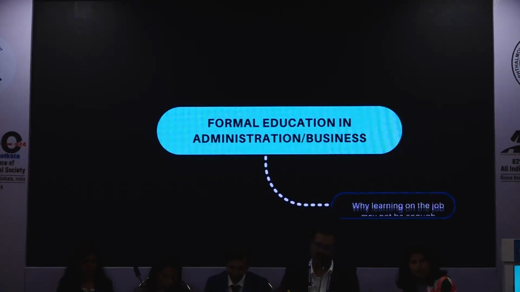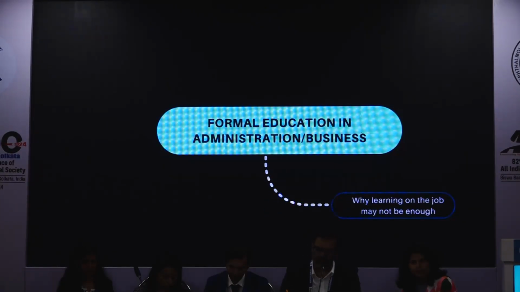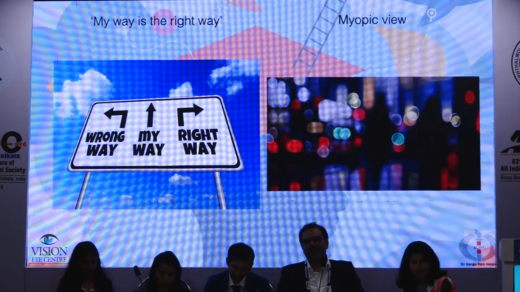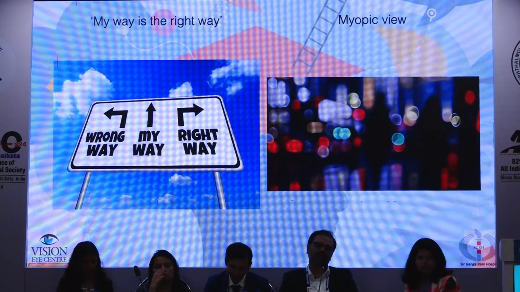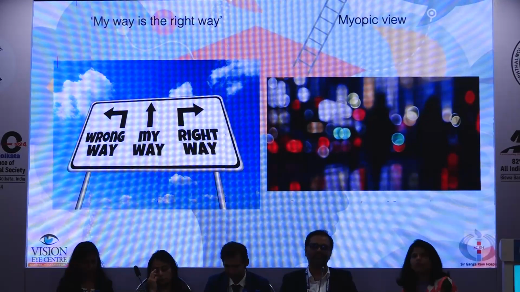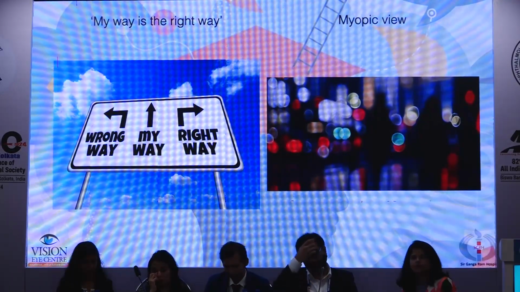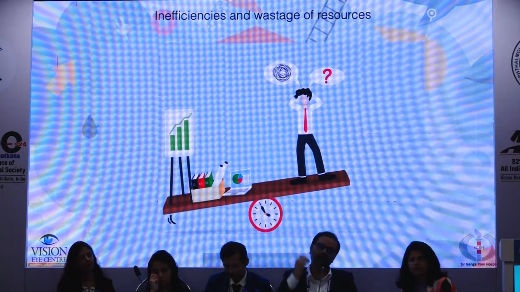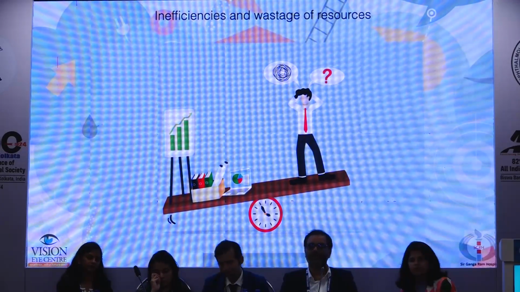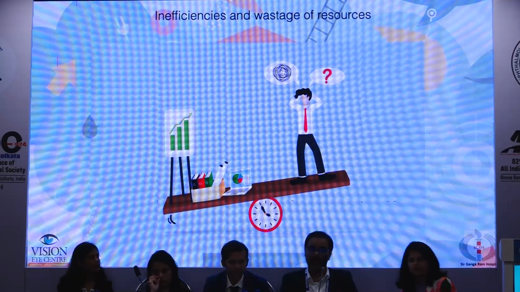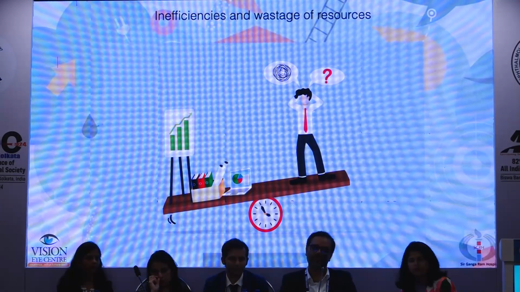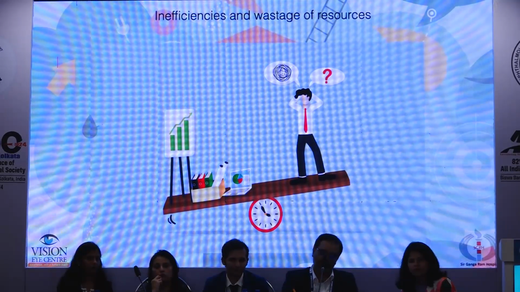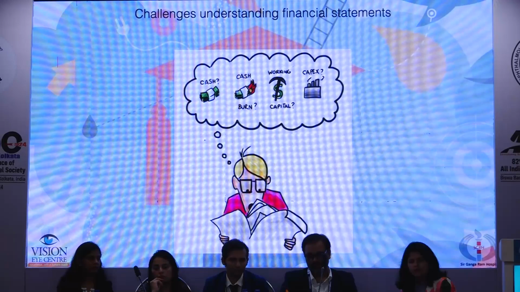So talking about why learning on the job may not be enough. When you're learning on the job, essentially you know only one way of doing things, the way that you do things or the way that things have been happening in the organization before that, and you tend to have a very myopic view of how to manage. There are bound to be inefficiencies and wastage of resources because you don't have formal training in these things, in operations, in all of these areas. So at least to begin with, as you start, there are going to be inefficiencies.